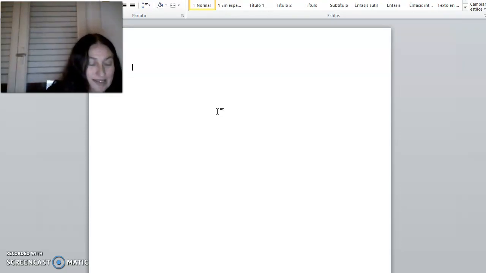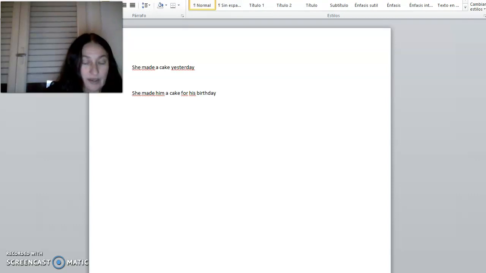Let's have a look at these examples. She made a cake yesterday. She made him a cake for his birthday. And then, she made him a proud dad. All right, she made a cake yesterday. What do you think? What kind of a verb is make here? Monotransitive, because you have just a direct object.